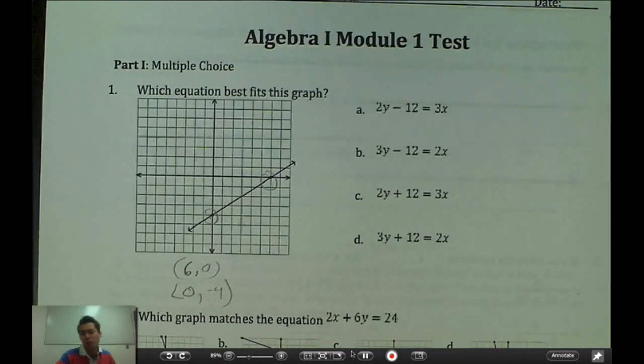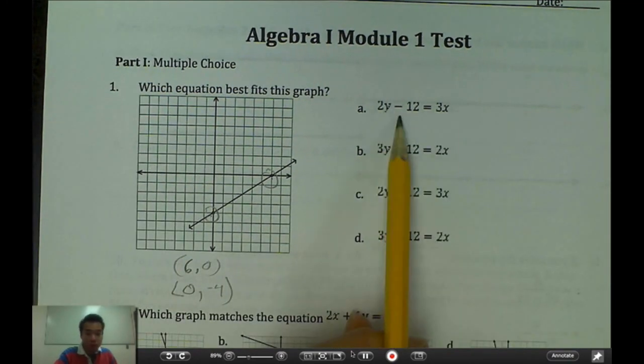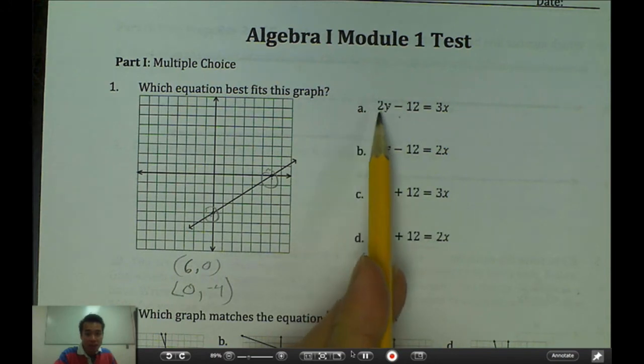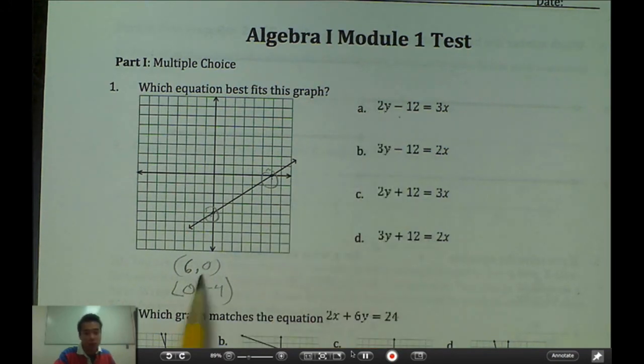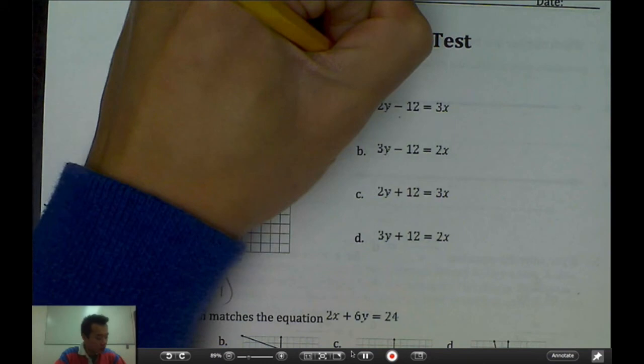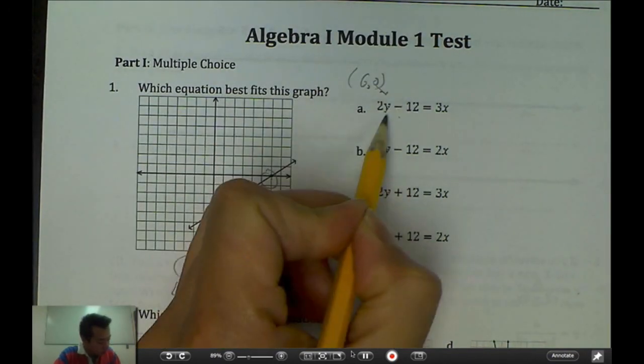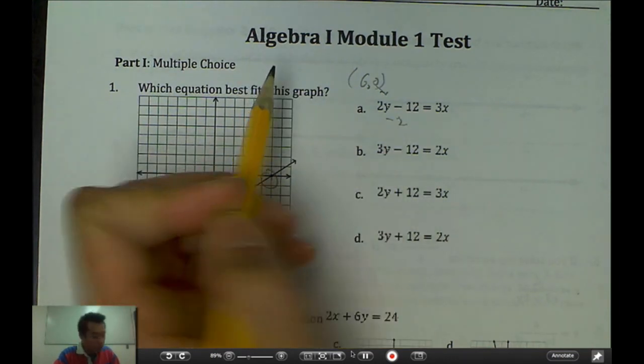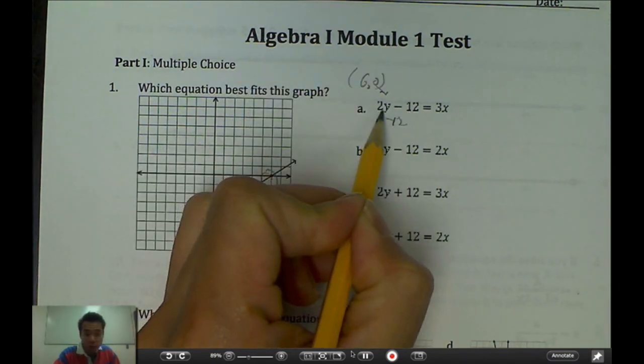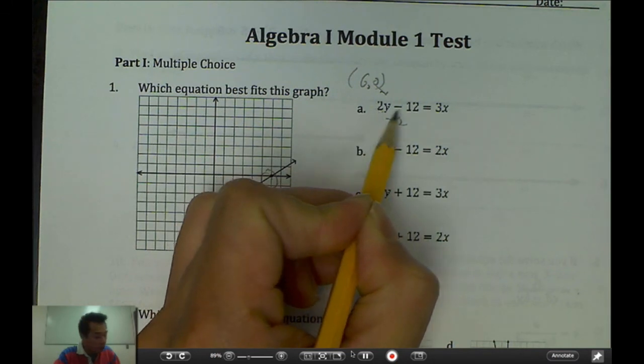Now, if you want to, you can go ahead and find the slope between those 2 points and then put it into slope-intercept form and then rearrange it until it fits. But if I have these points, I can actually just test it out. So check it out. Let's do choice A with (6, 0). I'm going to put 0 in for y, and that's going to be negative 12, because 0 times 2 is 0, minus 12 is negative 12.